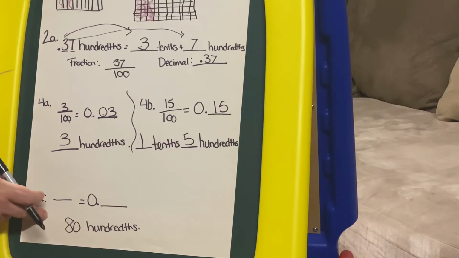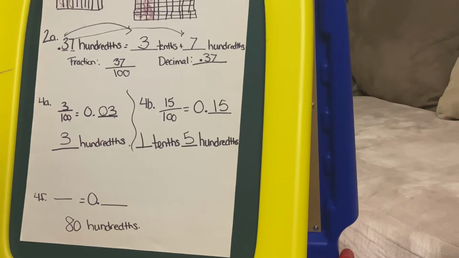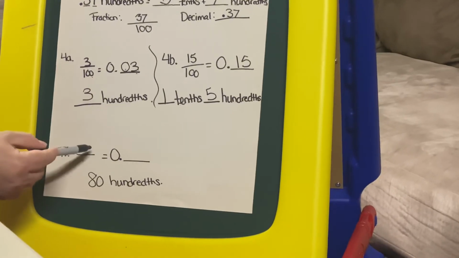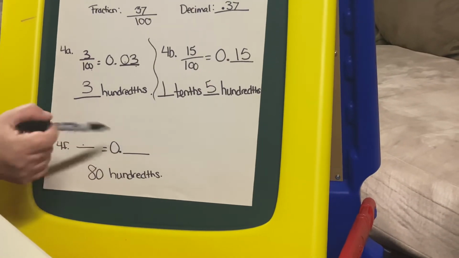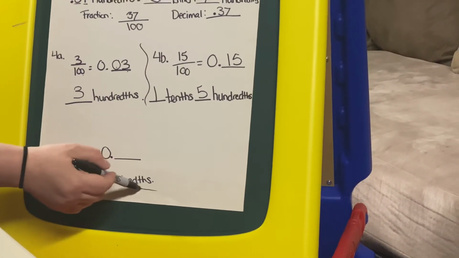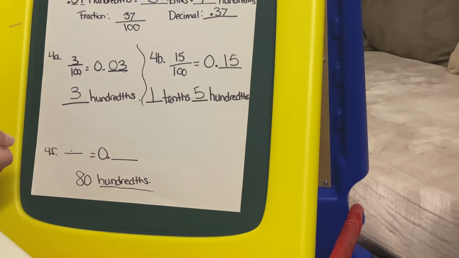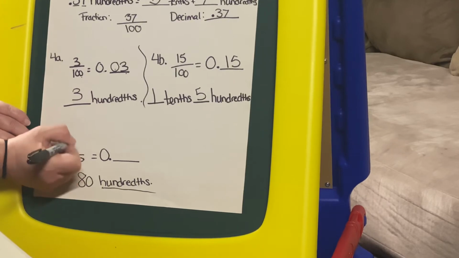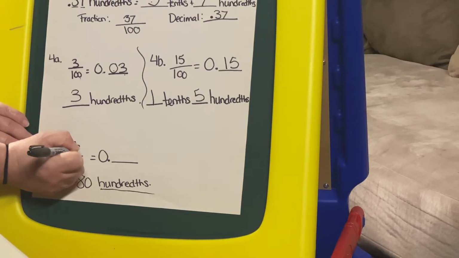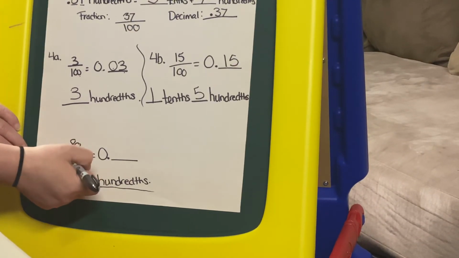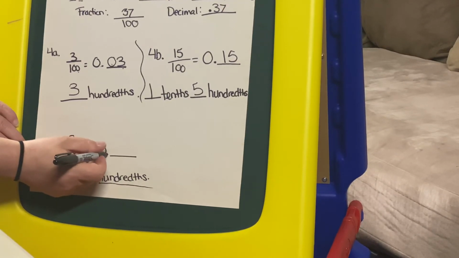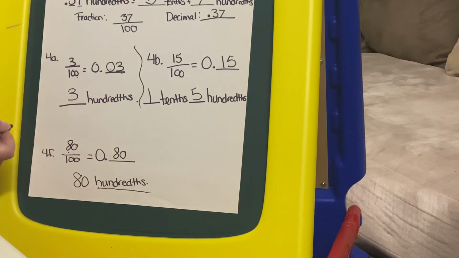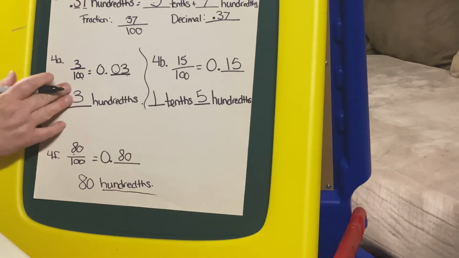Now, we're looking down here at 4F, and it's giving you 80 hundredths. They want you to write it as a fraction and as a decimal. Well, hundredths is telling me what I need to do. My denominator is 100, and my 80 goes up on top as my numerator. And then as I'm going to write it as a decimal, I have my 0 point, and I'm able to just write 80. Okay. Continue on with the rest of your problem set.